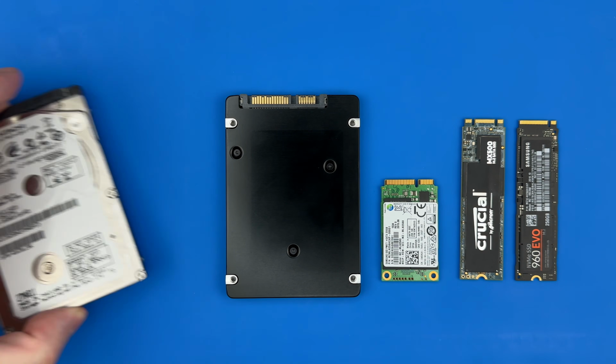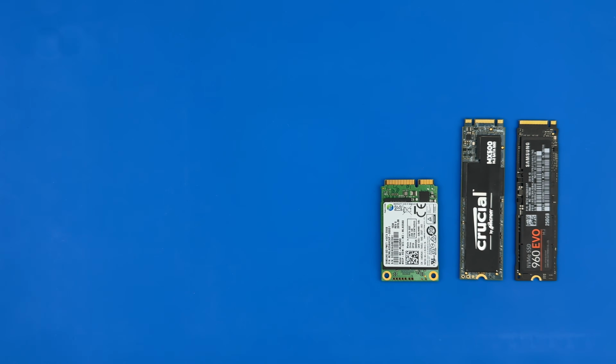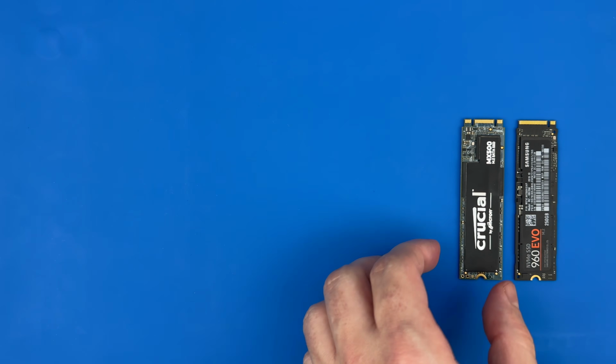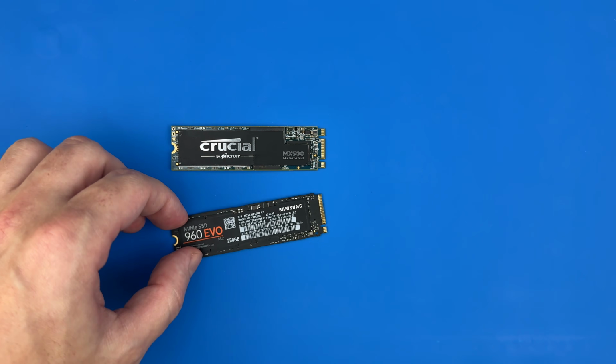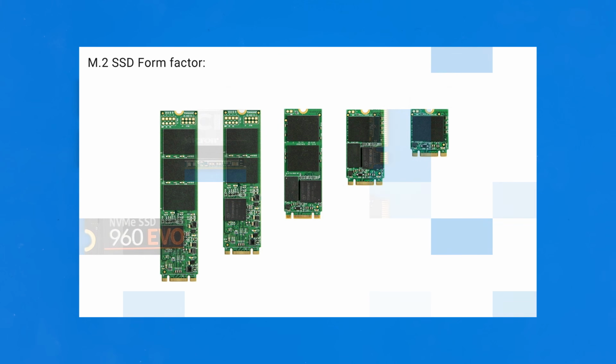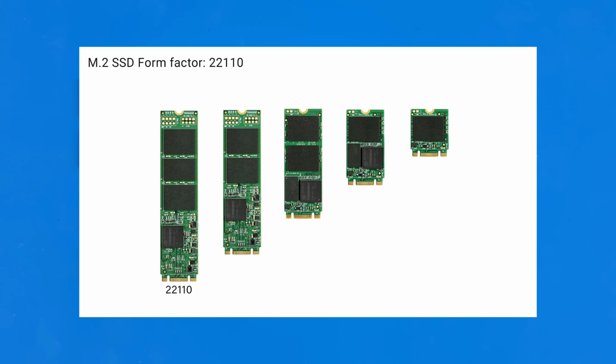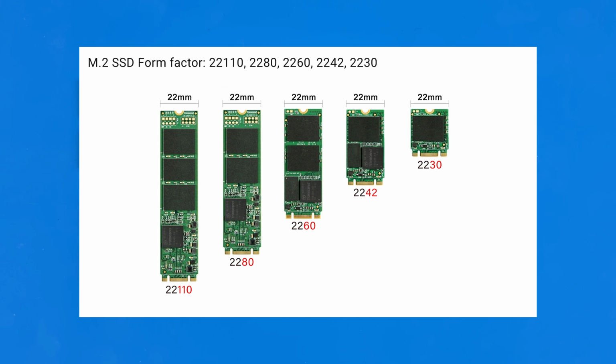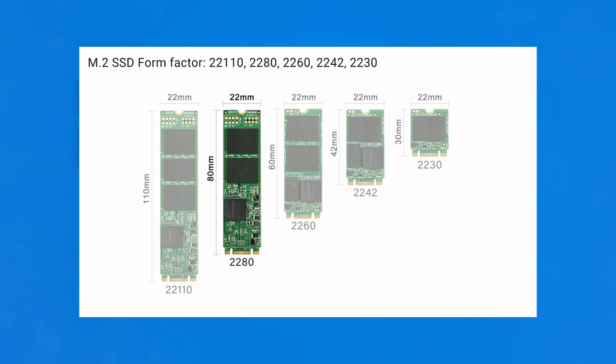M.2 SATA and M.2 NVMe are both types of M.2 SSDs, but they differ in performance, interface, and how they connect to the motherboard. These differences often confuse users when selecting an M.2 SSD, but don't worry, I'm here to help you. M.2 SSDs are available in various sizes such as 22110, 2280, 2260, 2242, and 2230. The first 2 digits represent the width in millimeters, and the last 2 digits indicate the length. Among these, the most common size is 2280.